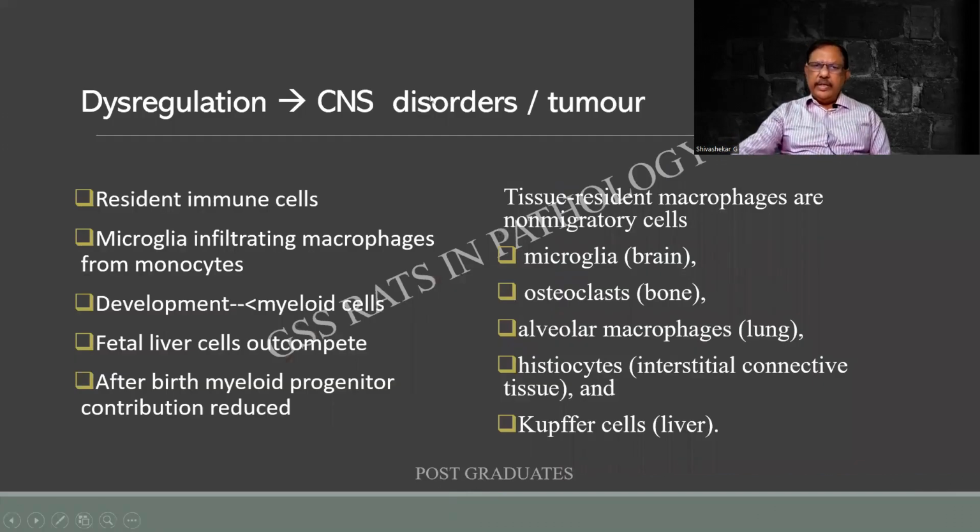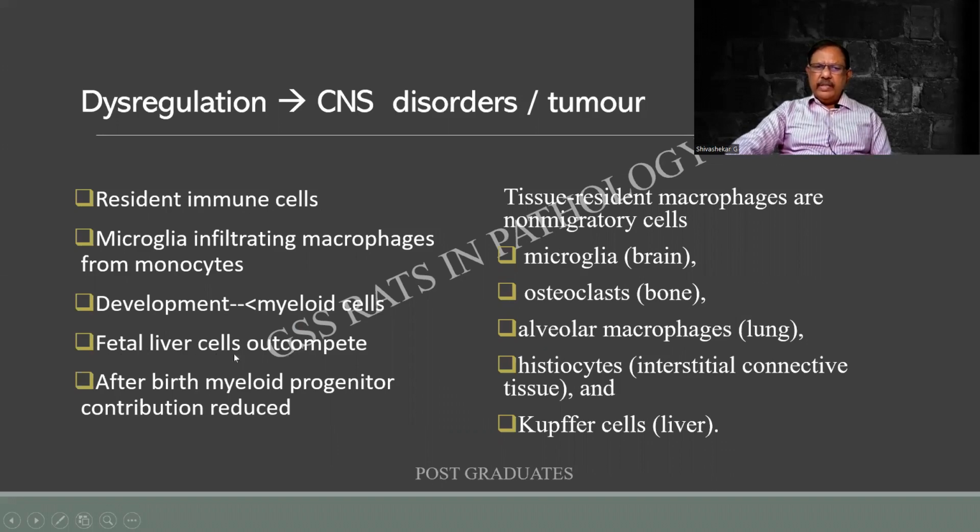Dysregulation can lead to CNS disorders or it can result in a tumor. So these are all the various things. What is the cause for dysregulation? They are actually resident cells, but you find that there is a kind of misunderstanding between the infiltrating macrophages and the tissue macrophages. Myeloid cells also can be developing. There can be a misdevelopment in this.